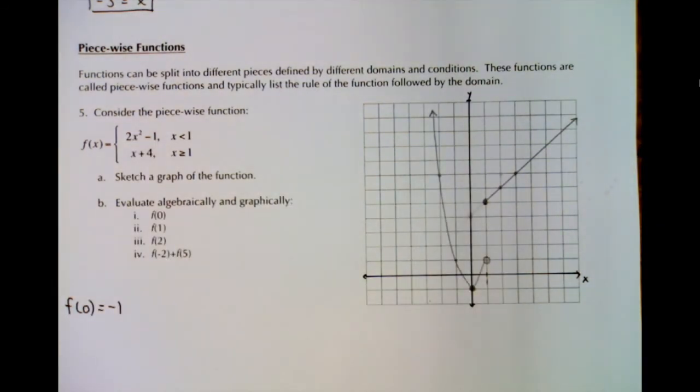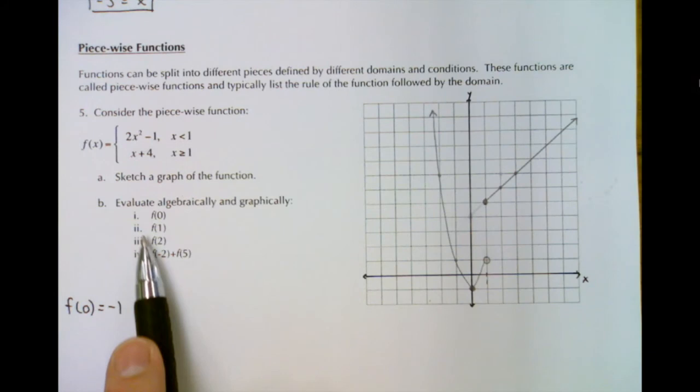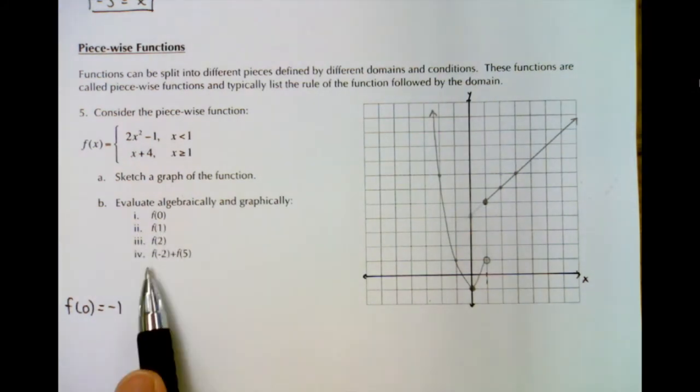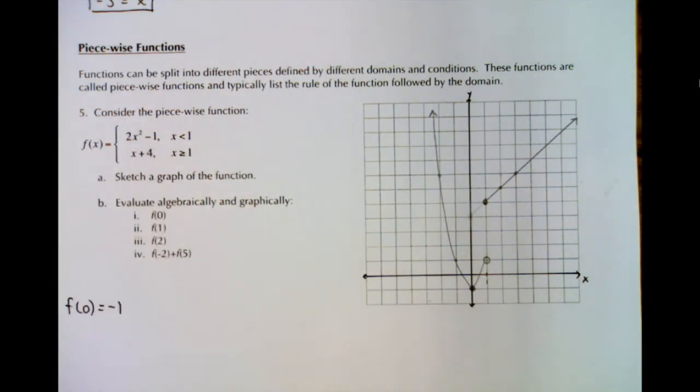It's up to you. So I want you to try to do f at 1, f at 2, and f at -2 plus f at 5. Using the graph or using the equation. Up to you. All right, thanks for watching lesson 1.2, and I'll see you next time.